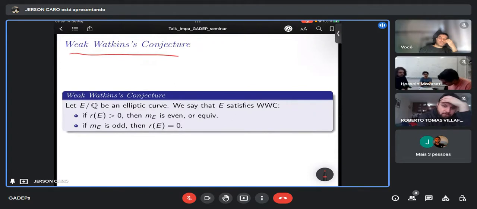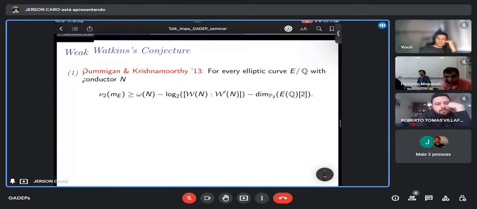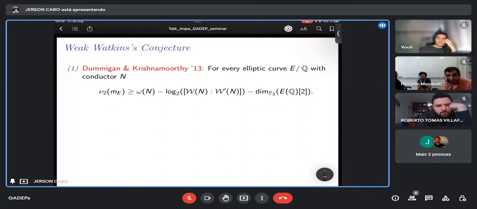And the weak Watkins conjecture says that E satisfies WWC if, when M_E is odd, then the rank should be 0, or equivalently, when the rank is positive, M should be even. Okay, now in this direction, Dominguez and Krishnamurti in 2013 proved this lower bound for the two-adic valuation of M_E.